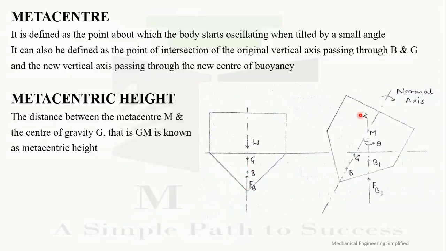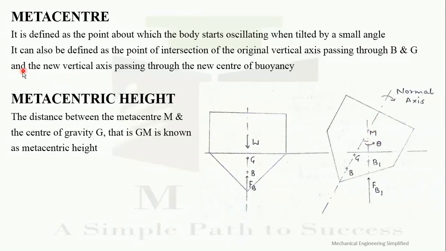But when we displace this body by a small angle theta, what happens is that some portion of this body will get above the water surface on this side, and some extra portion will get immersed on this side. So the center of buoyancy will tend to shift towards this side, and suppose this B1 is the new center of buoyancy. You know that the force of buoyancy always acts in the vertical upward direction. So this force and its line of action will intersect the original axis at some point, and this point is known as the metacenter.